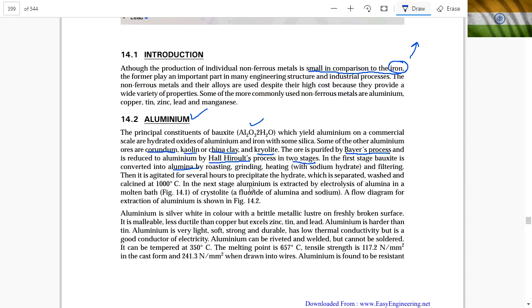In the next stage, aluminium is extracted by electrolysis of alumina in a molten bath of cryolite, a fluoride of alumina and sodium, as given in the figure that we will discuss. A flow diagram for the extraction of aluminium is shown in figure 14.2, that we will see.